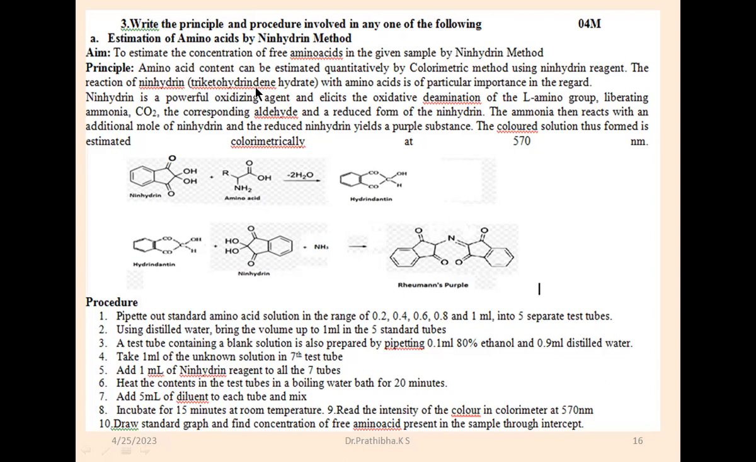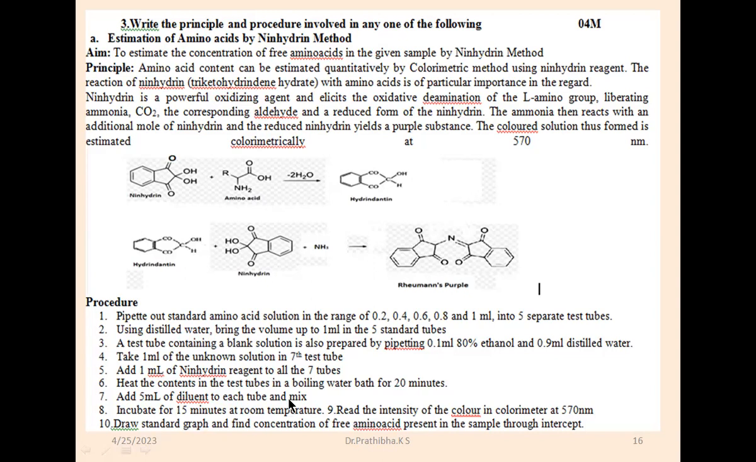So you need to write the principle behind this Ninhydrin method. What is this Ninhydrin method? And what happens when the Ninhydrin reacts with the amino acid, that you need to write, and the purple color you need to write, and the OD also you need to write. So this is the principle, this is the reaction, and this is the procedure. As per the question, write the principle and procedure, and this carries 4 marks. So this is all about the Ninhydrin method.